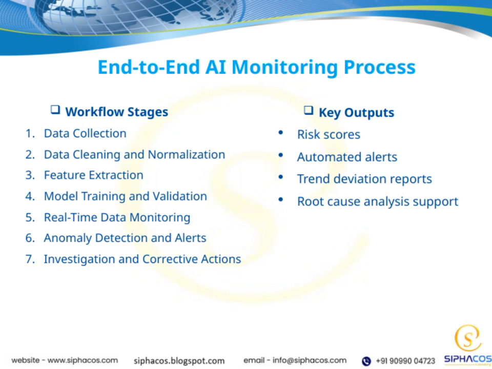Once our models are deployed, real-time data monitoring begins. This is where we keep a close eye on ongoing operations, continuously checking for anomalies. If we detect any anomalies, we generate alerts to notify the team immediately. Finally, we investigate these alerts and take corrective actions as needed to maintain the integrity and performance of our AI systems. This entire cycle forms a robust framework that helps us maintain trust and accountability in our AI-driven processes.